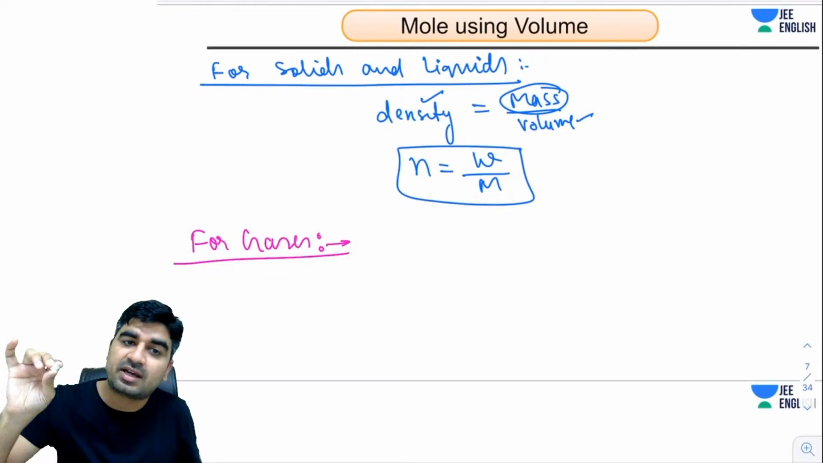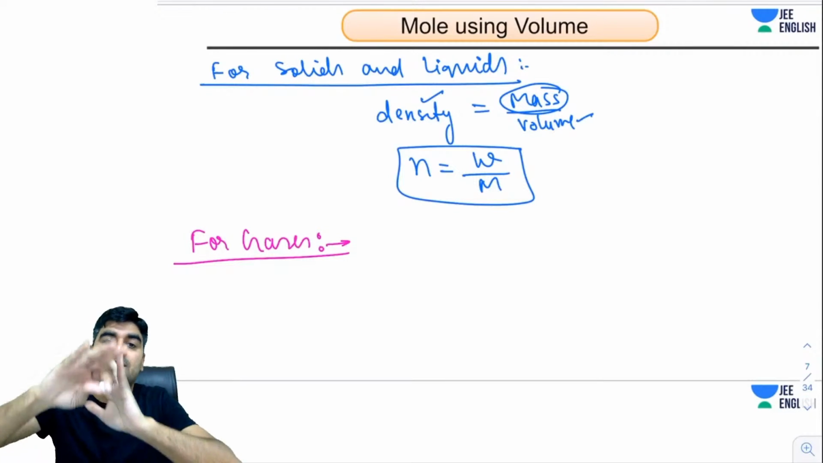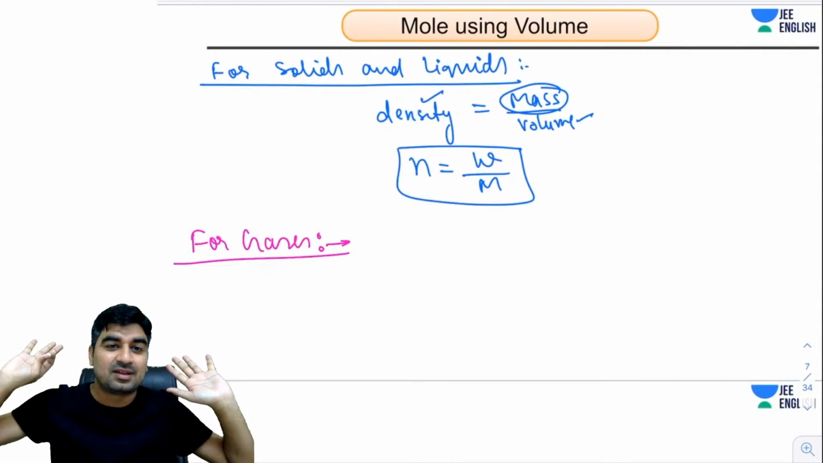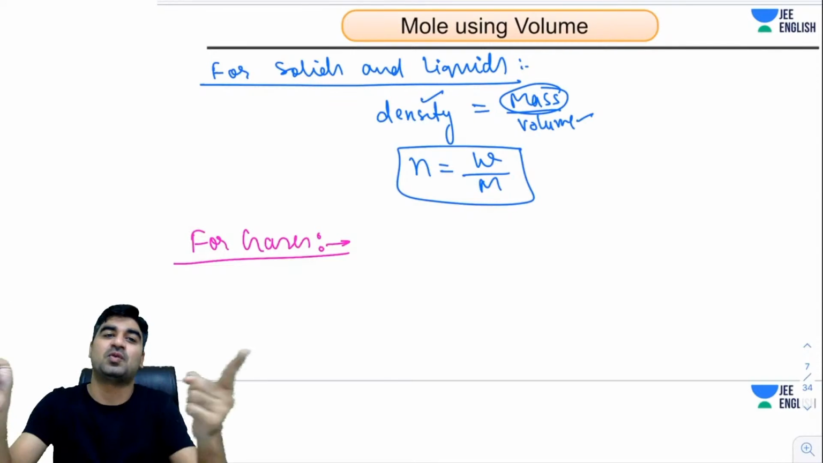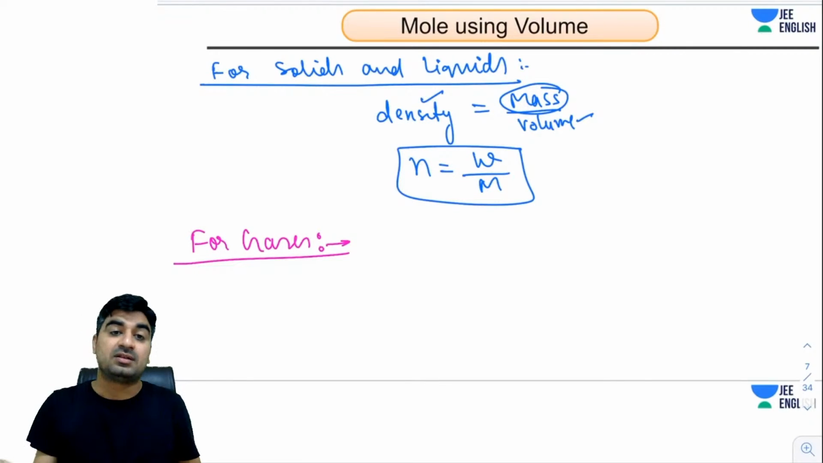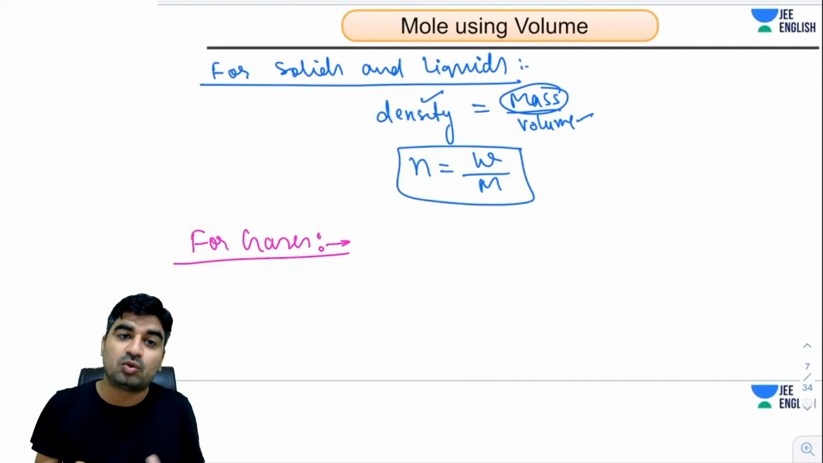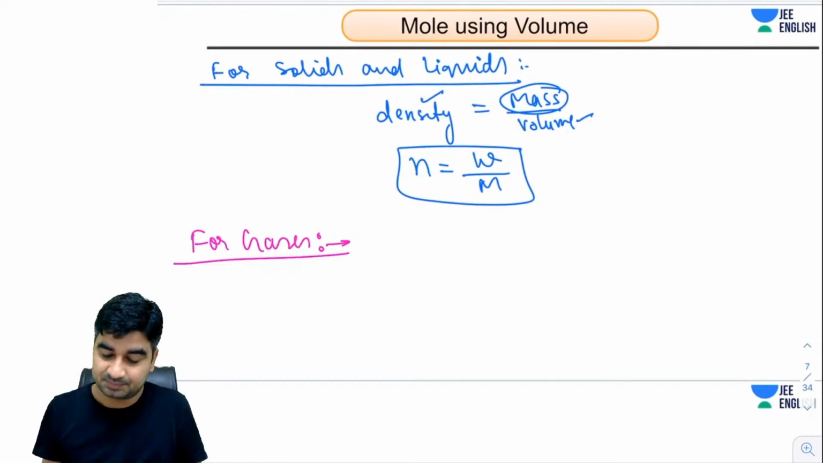Now I have opened this cap. Now that chlorine gas has escaped throughout the room. And now what is the volume of chlorine? It is equal to the volume of the room. What I want to tell is that gases don't have their own volume. Their volume is equal to the volume of the container in which they are kept.